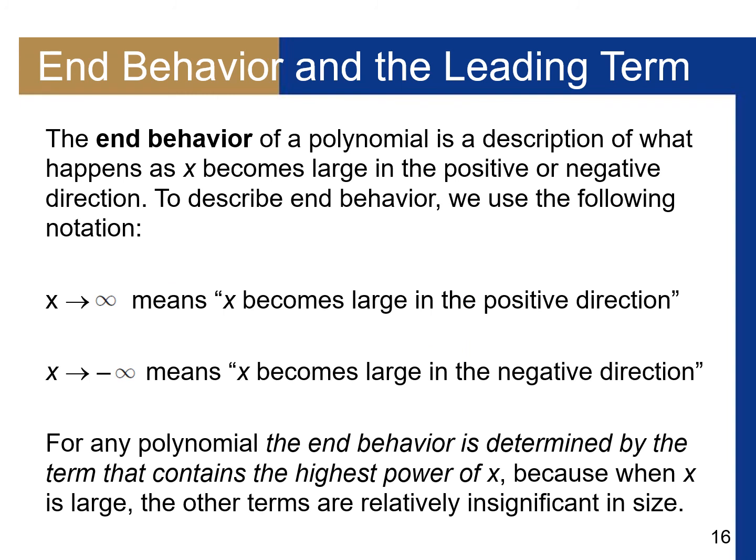Okay, if I have this symbol here, this means x approaches infinity. Okay, x becomes large in a positive direction. As x approaches infinity, x becomes large in a positive direction. And then this would be x approaches negative infinity, also meaning x becomes large in the negative direction.